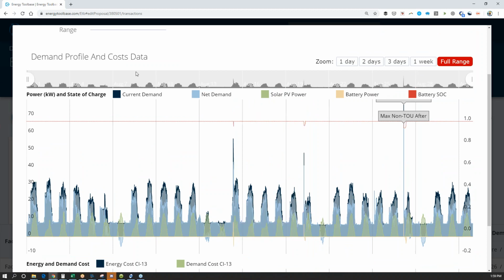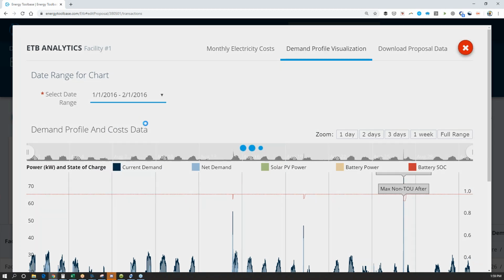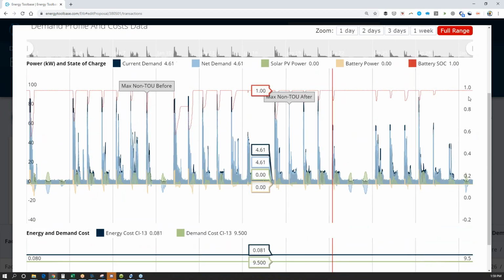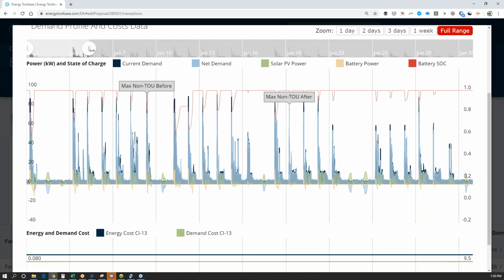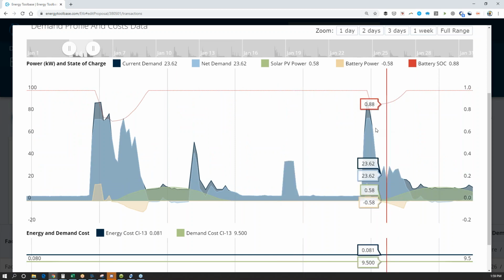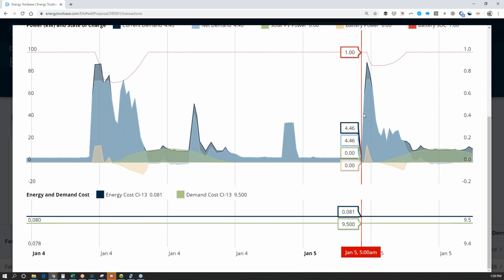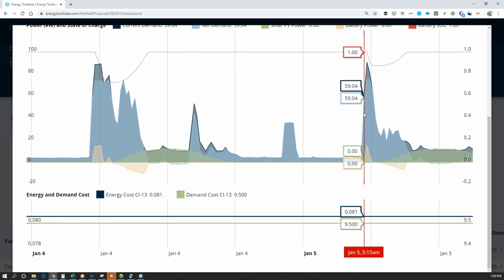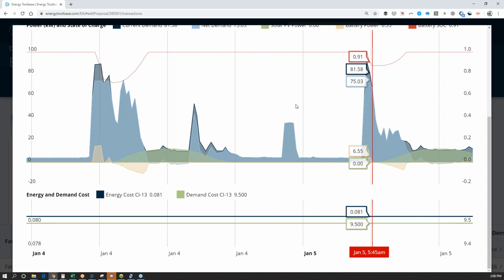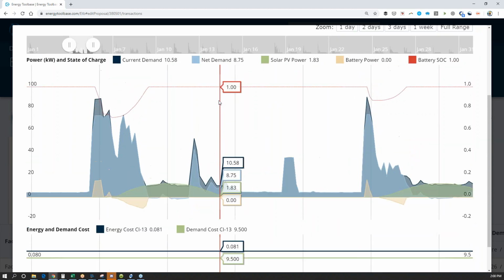Let's go back into the winter time and take a real good close look at this spiky load. Let's see, it's starting right around 5 a.m. to 5:15, and then it's over by 6:15. So it's a 1 hour load or less.